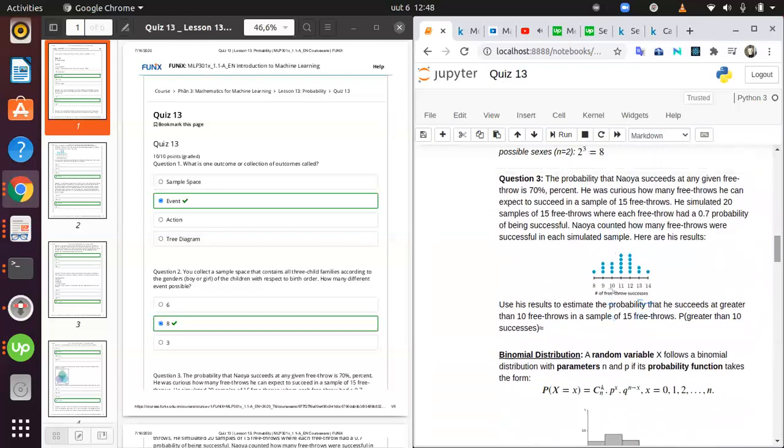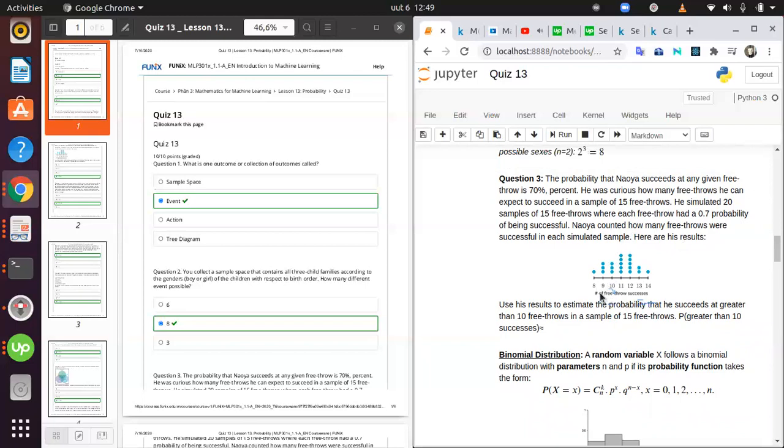Question 3. The probability that Noya succeeds at any given free throw is 70%. He was curious how many free throws he can expect to succeed in a sample of 15 free throws. He simulated 20 samples of 15 free throws, where each free throw had a 0.7 probability of being successful. Now we are counting how many free throws were successful in each simulated sample, and here are his results.